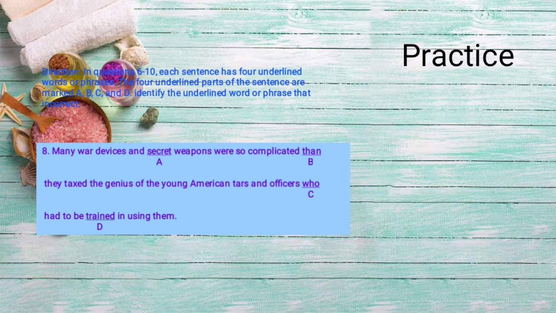Number 8. Many war devices and secret weapons were so complicated that the tasks demanded the genius of the young American tars and officers who had to be trained in using them. Okay, try to answer it. Time is up. The answer is part C, because who in the sentence can be deleted and already explains the subject before.